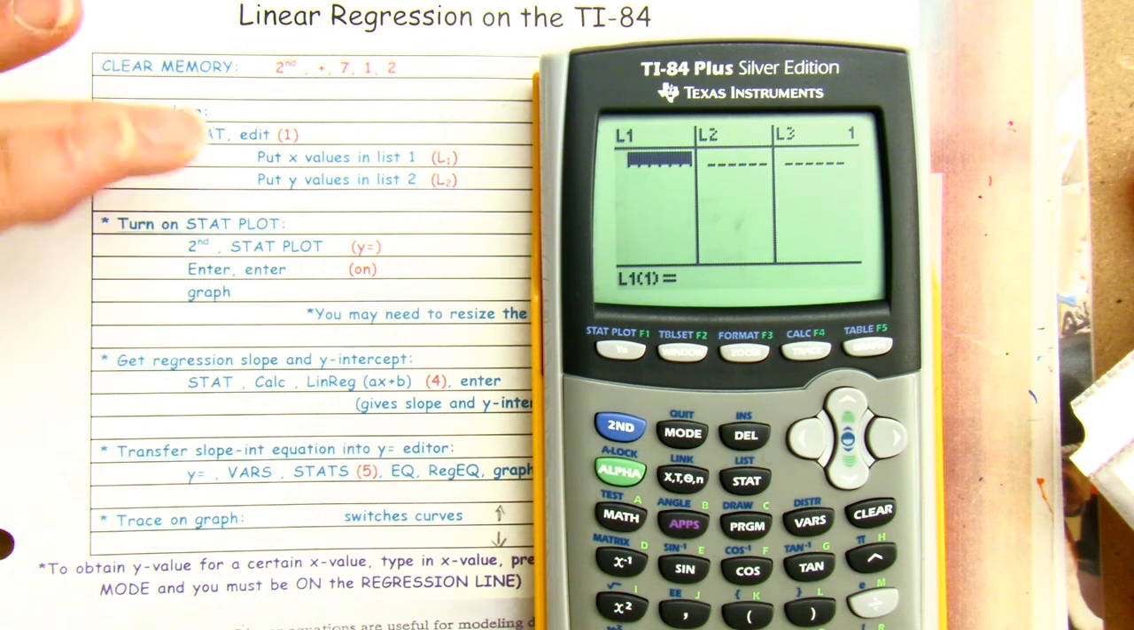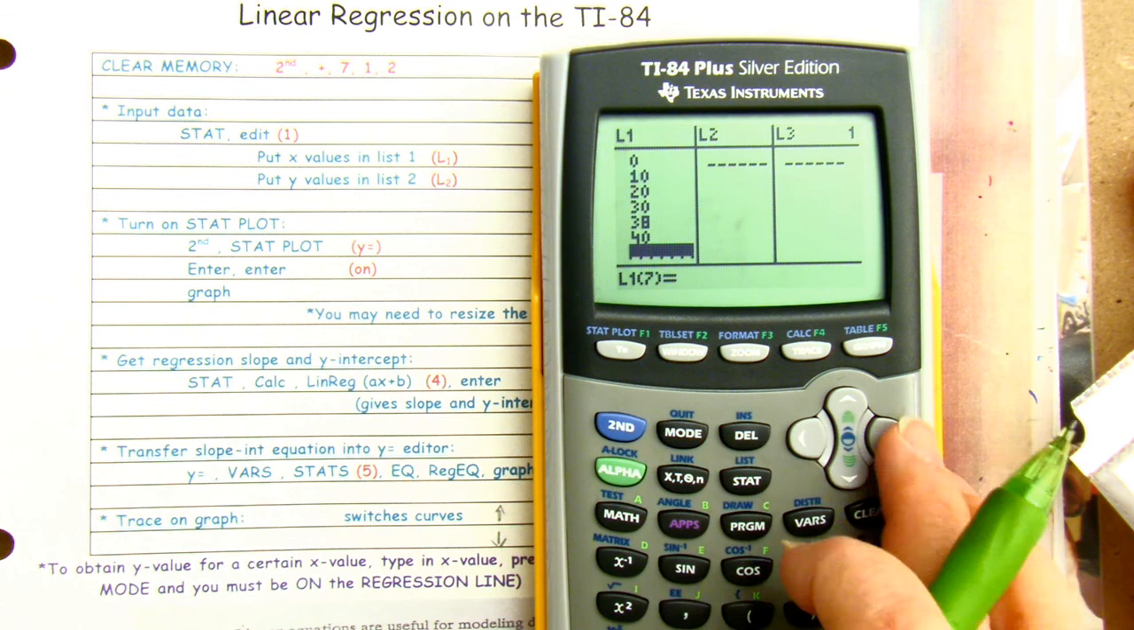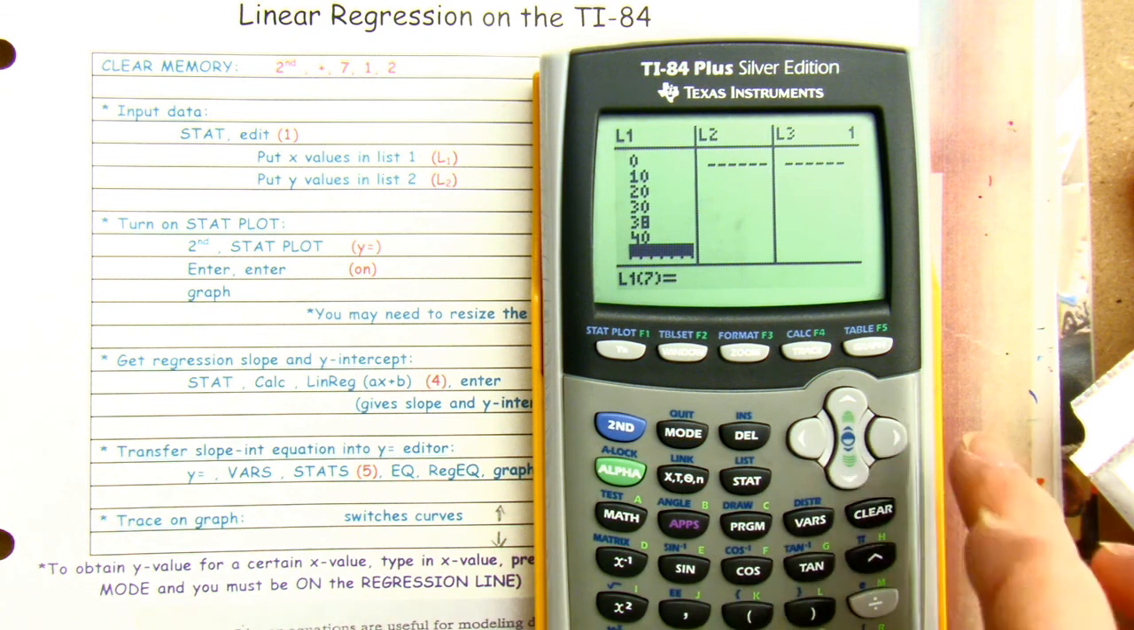So I'm going to put my X values in list 1, and from the table, the X values are 0, so all you have to do is start typing. Type in a 0, hit Enter. The next value is 10. Hit Enter, 20, Enter, 30, Enter, 38, Enter, and 40, Enter. It's not a lot of points. It's not going to be a great scatter plot, but it is what it is.